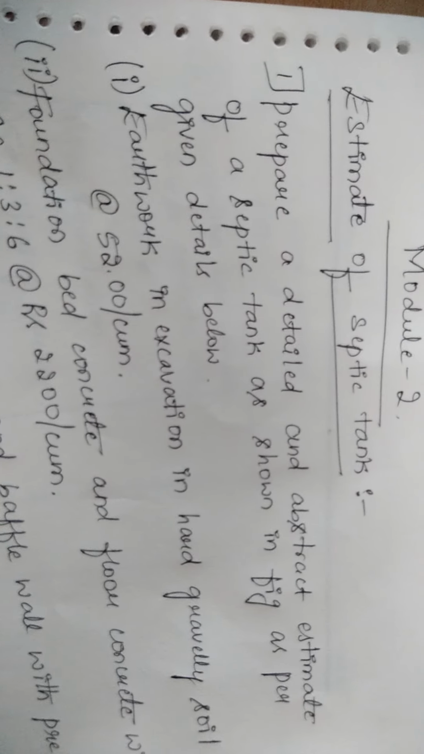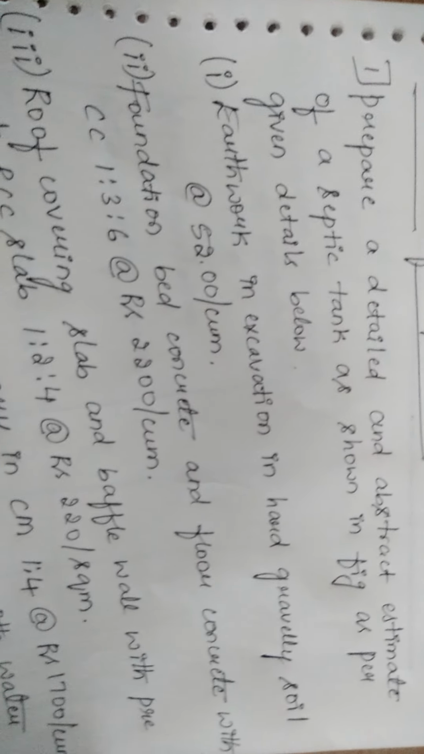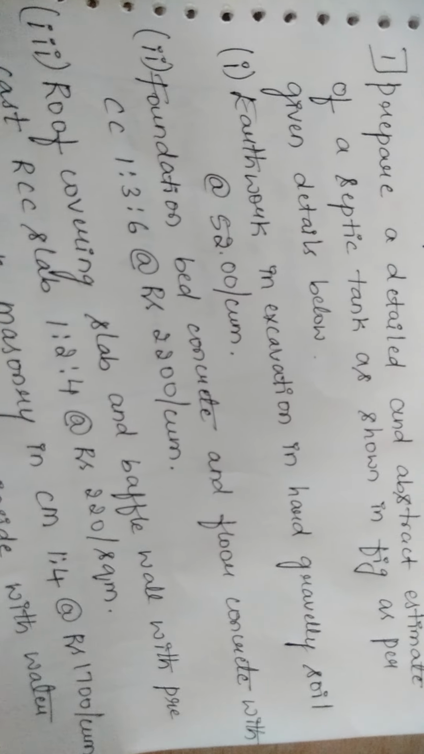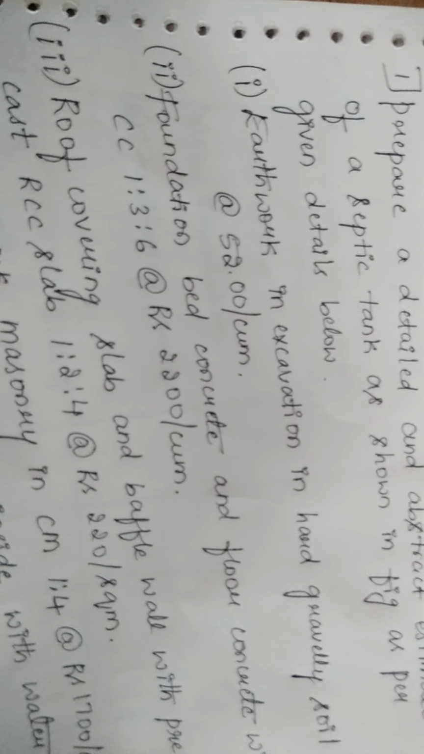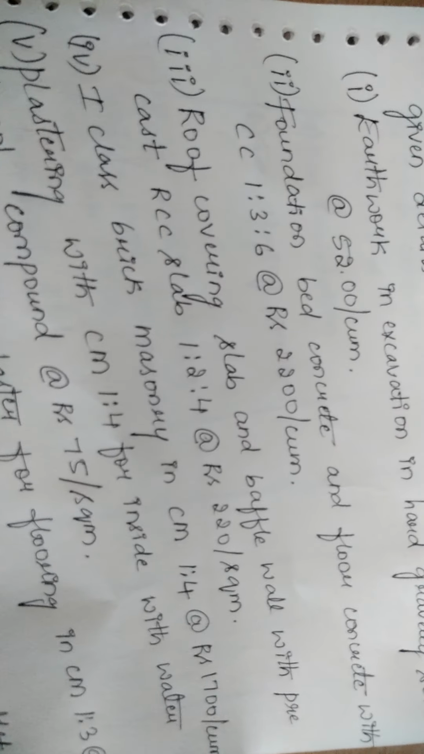Number 2. Foundation bed concrete and the floor concrete with CC 1:3:6 at the rate of rupees 2200 per cubic meter. Number 3. Roof covering slab and baffle wall with precast RCC slab 1:2:4 at the rate of rupees 220 per square meter. Number 4. First class brick masonry in cement mortar 1:4 at the rate of rupees 1700 per cubic meter.